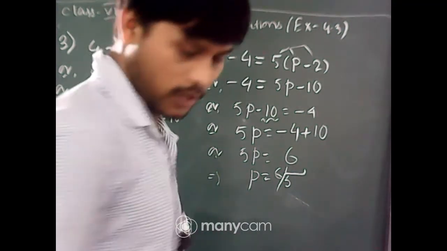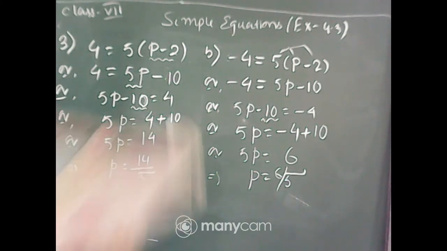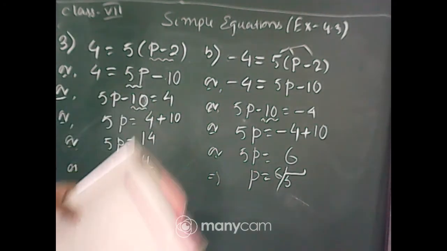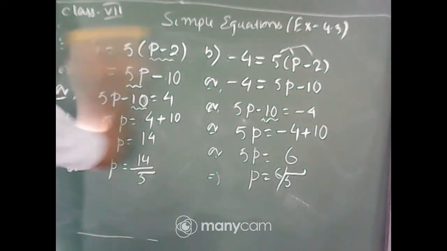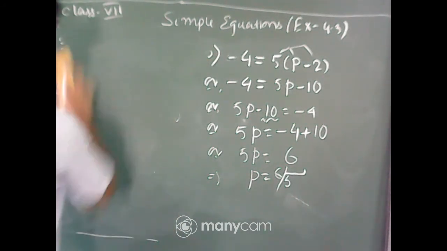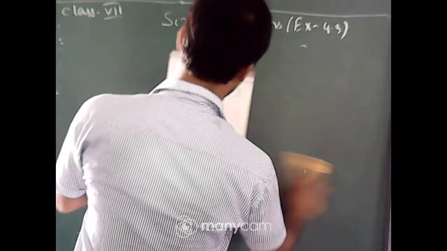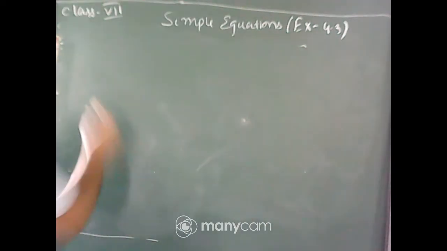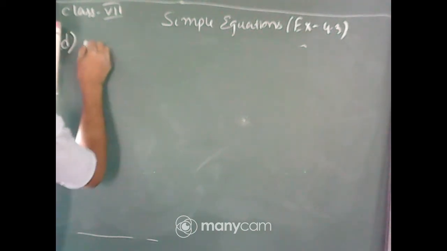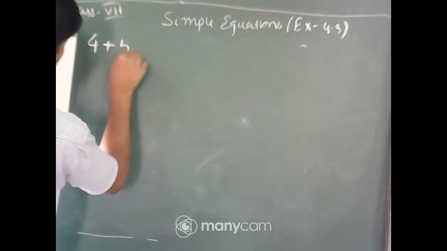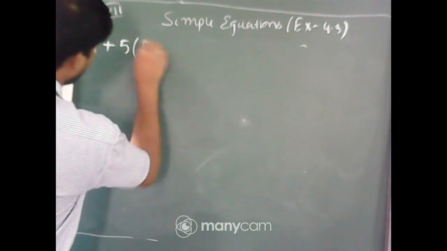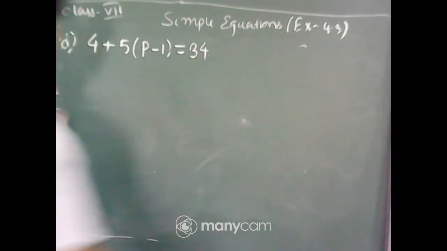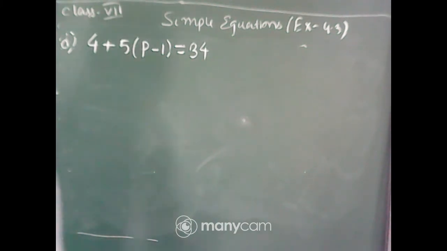No problems. Okay. So let's move to question number 4, D. I am skipping question number C for you. So question number D is 4 plus 5 into p minus 1 is equal to 34. This is the equation. We have to solve it.